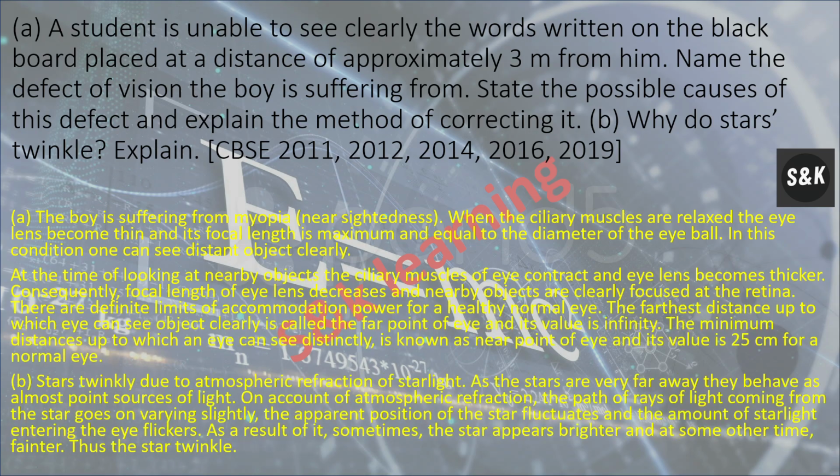A student in a class... The boy is suffering from myopia. When the ciliary muscles are relaxed, the eye lens becomes thin and its focal length is maximum and equal to the diameter of the eyeball. At the time of looking at a nearby object, the ciliary muscles of the eyeball contract and the eye lens becomes thicker. Consequently, the focal length of the eye lens decreases and nearby objects are clearly focused at the retina.